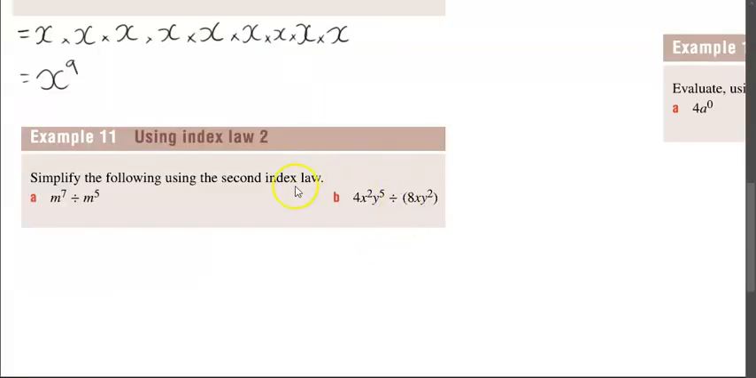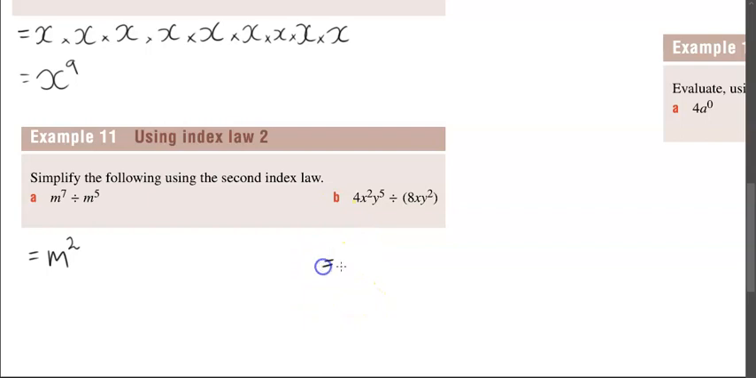The next example looks at the second law, and when there is a division involved, all you simply do is subtract the powers, which is the opposite of the first index law of adding the powers. So in this case, the bases are the same, so your answer is going to equal m to the power 7 divided by m to the power 5. As the base is the same, it's 7 minus 5 for the power, and this is just 2, okay?